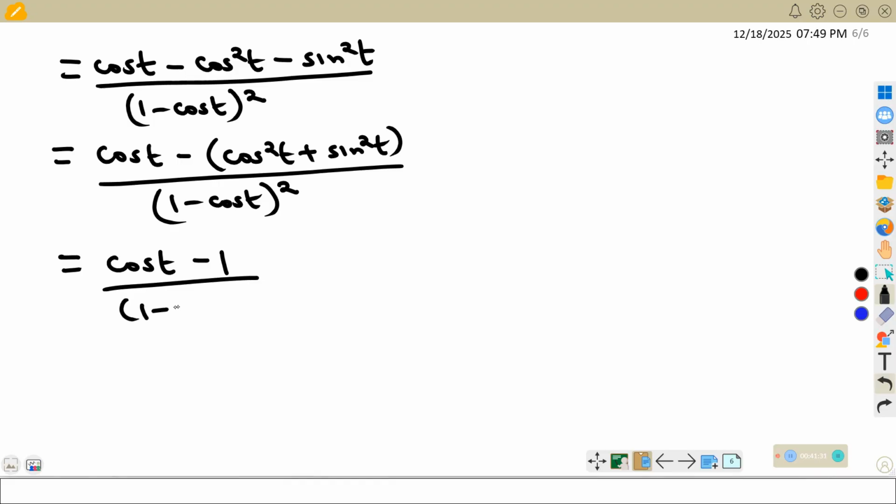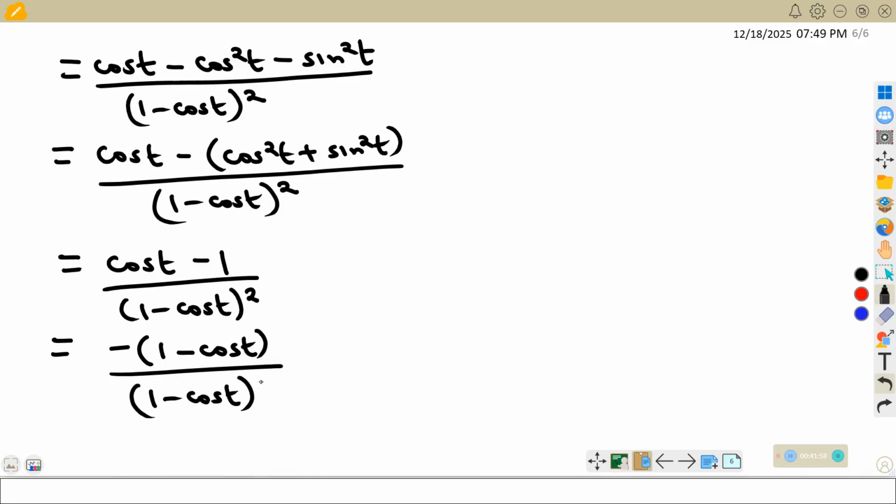Divided by 1 minus cos of t, the whole of it squared. Can this one again be simplified? We can simplify this. This is cos t minus 1. This is 1 minus cos t. So I can create that one by pulling out a minus, and this will be 1 minus cos of t divided by 1 minus cos of t.